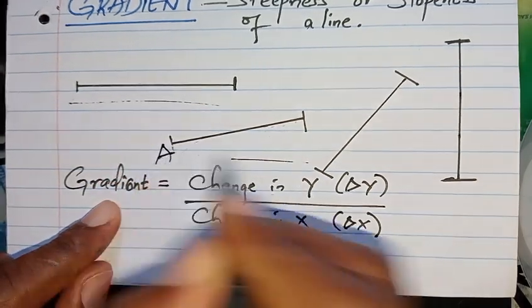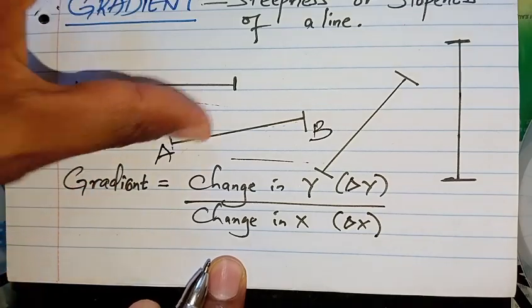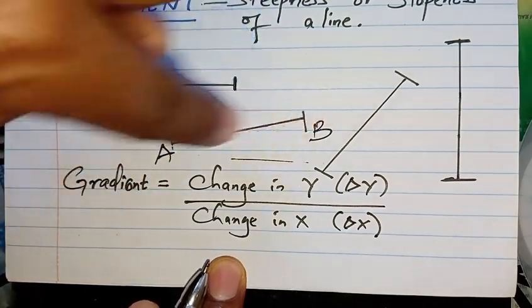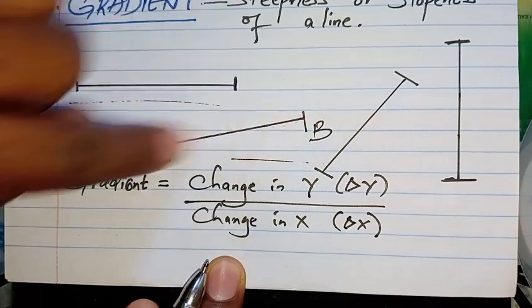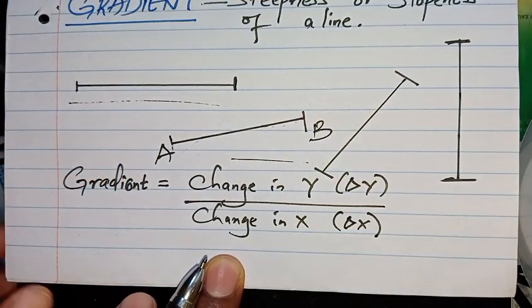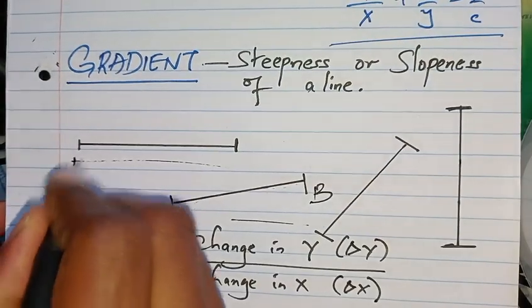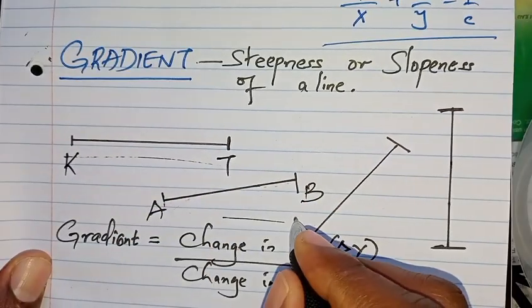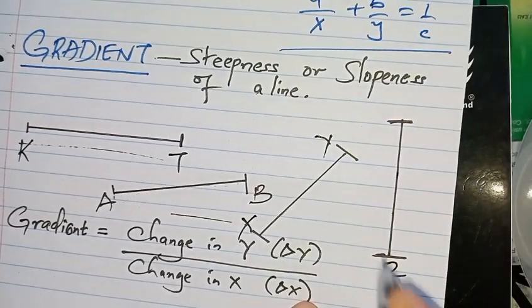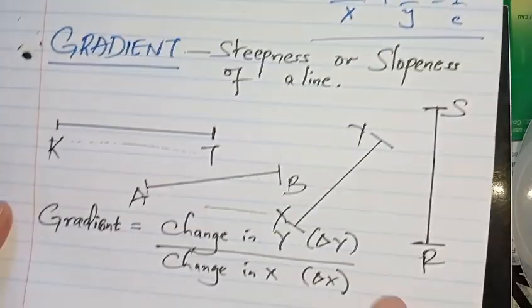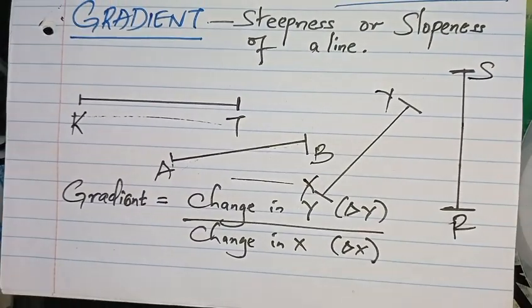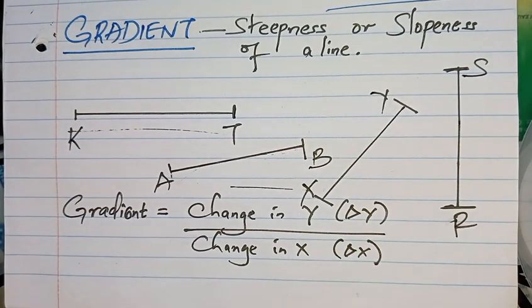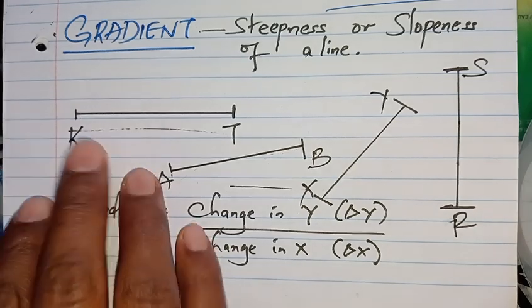For example, if this point is A and this point is B, we shall look at how much y has changed from point A to point B, and how much x has done the same from point A to point B. So all these lines, we can say KT here, we can say XY, we can say RS, and so forth. So that is the formula for calculating the gradient. Our first example shall be, given two points, we determine the gradient of a given line, just like a summary of what I want us to understand today.